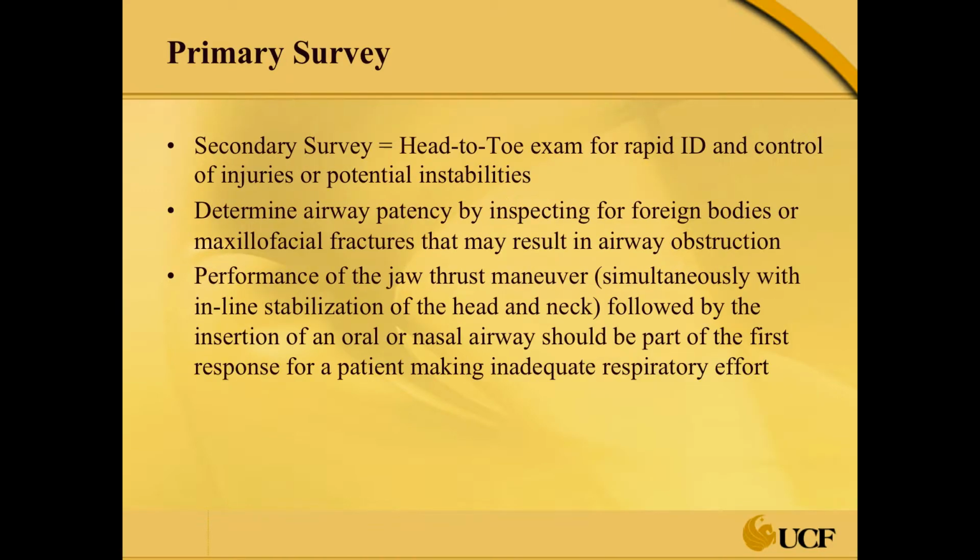So ABCDE, remember that. Your secondary survey is your head-to-toe exam for rapid identification and control of injuries and instability. Determine airway patency. We're going to inspect for foreign bodies. Put your ear down to the airway. Listen for stridor, for example. Look for maxillofacial fractures that may result in an airway obstruction. And you have to remember that you want to intubate quickly when the patient needs it. But you also, if there's an airway obstruction, don't want to throw a tube down and risk the possibility of lodging whatever the foreign body is down into the lungs even further.